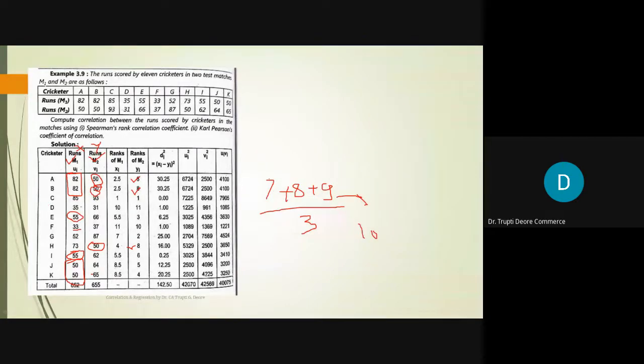After 50, what is the next smallest number? It's 37, so 37 got the 10th rank. And the last one is 31, which got the 11th rank. This is called ranking, to be given for the purpose of rank correlation. After that, we have to find the d square, which is the difference between ranks. So for the first one, 2.5 minus 8, squared, is 30.25.